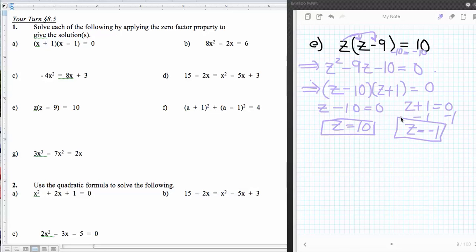So just make sure that you don't make that mistake of setting what's on the left equal to what's on the right. That's not what the zero factor property says, however, it is oftentimes mistaken for that. Now in the next video we'll do F and G, and then we'll continue on into problem number 2 if we have time.